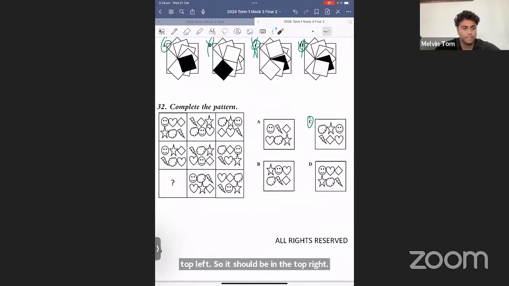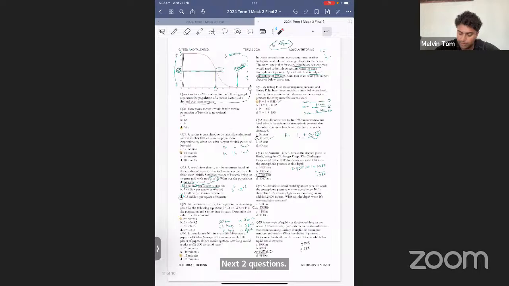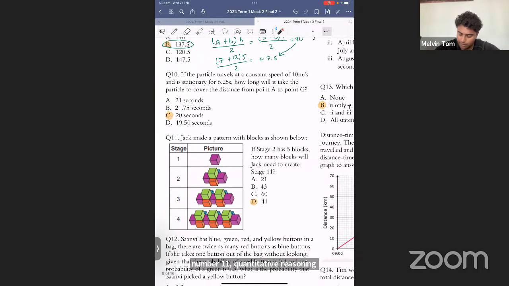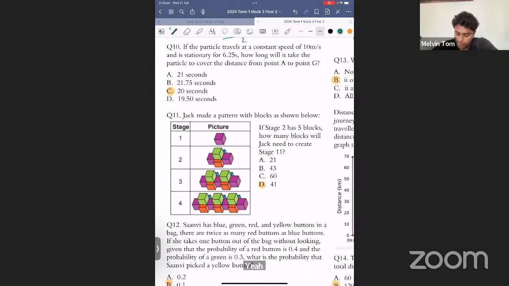You're welcome. Next two questions. So Sanuki and then Nataya. Sanuki, question number 11, quantitative reasoning. This question, Sanuki? Yeah. All right. So here we have 1 block, 5 blocks, and then we have 1, 2, 3, 4, 5, 6, 7, 8, 9 blocks. And here I'm assuming is 11, +4, +4, +4. Do you see that, Sanuki?